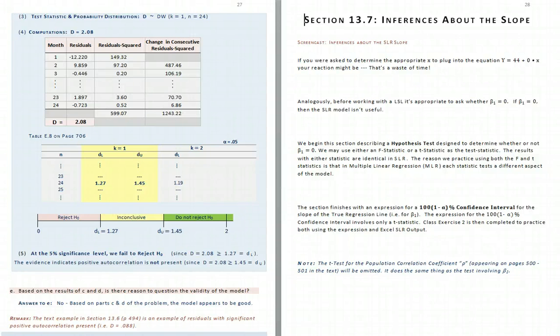This screencast is about making data-based inferences about beta 1, the slope of the true regression line. Inferences about beta 0, the intercept of the true regression line, are made in a similar fashion. Inferences about the intercept, however, are used less often.